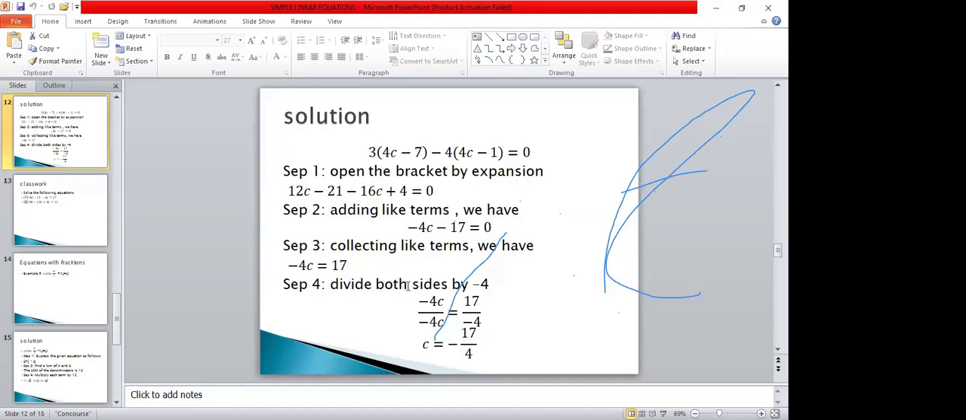Then step 4. What do we do? Take away this minus 4. How do you take it away? Divide both sides by minus 4. And that's what we are doing here. So finally, our answer will be minus 17 over 4. Mind you, the negative should not be given to the denominator. That is the rule. It should be at the top or just beside the bar. So this is the final answer.